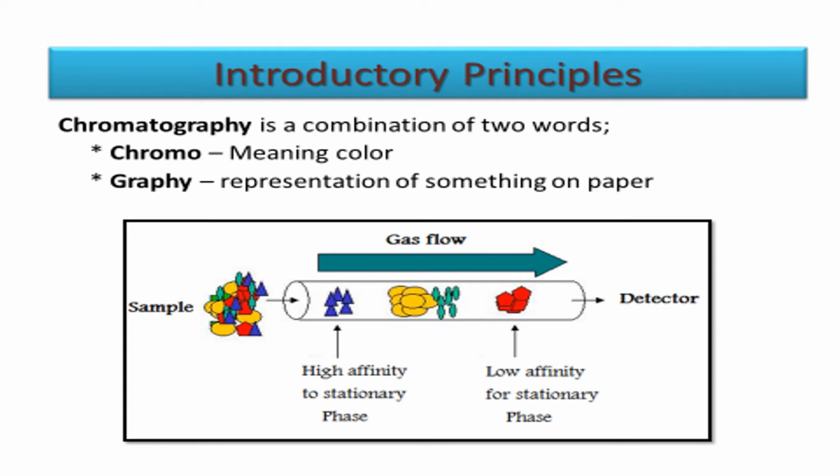Now there are different components on the stationary phase. We add the sample having different components. These components have different affinity with the mobile phase and the stationary phase. The component which has high affinity to the stationary phase will be retained in the stationary phase and will come out to the detector later, while the substance which has high affinity with the mobile phase but low affinity for the stationary phase will come faster to the detector than the components of the mixture having high affinity to the stationary phase.